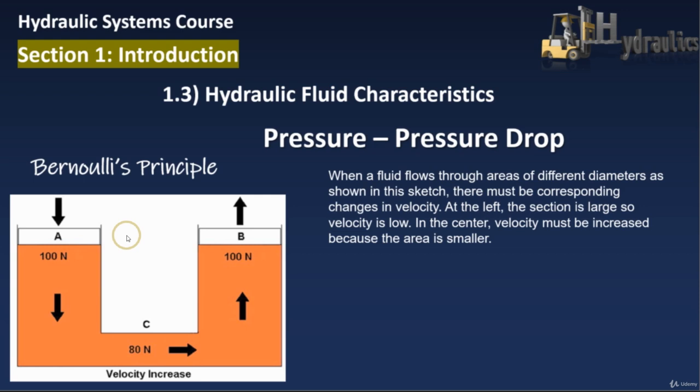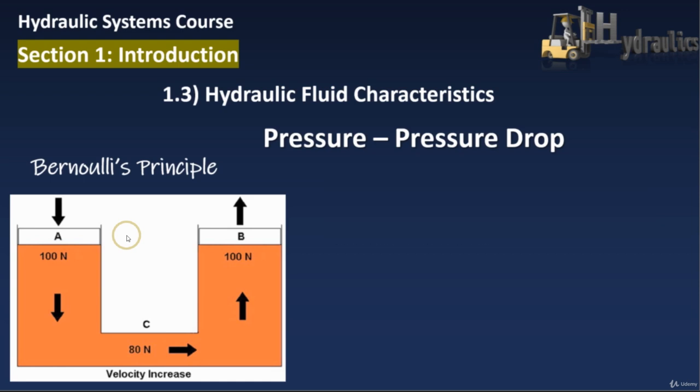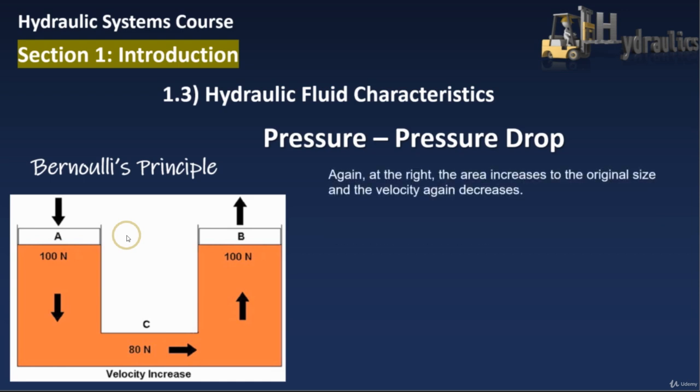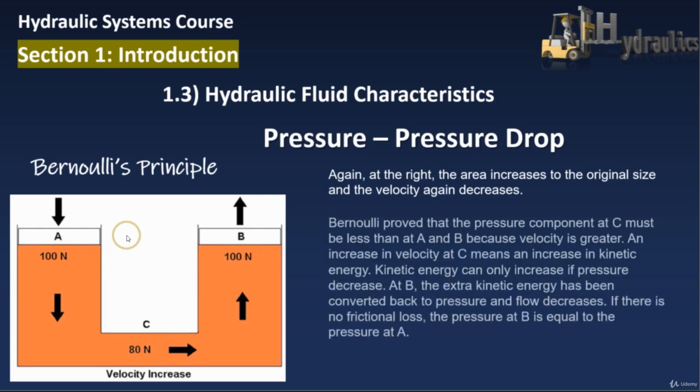At the left, the section is large, so the velocity is low, and in the center the velocity must increase because the area is smaller. It acts like a reducer. Again, at the right, the area increases to the original size and the velocity again decreases.